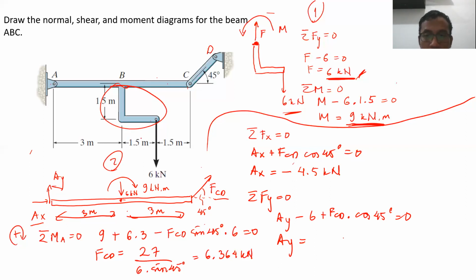Ay will be 6 minus 4.5, which is the same as 1.5 kilonewton going up. So this is all the reaction force.